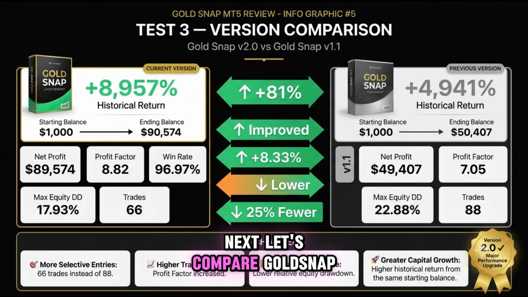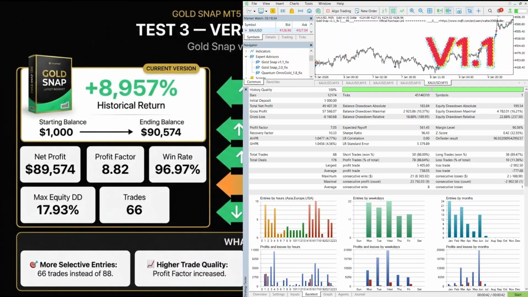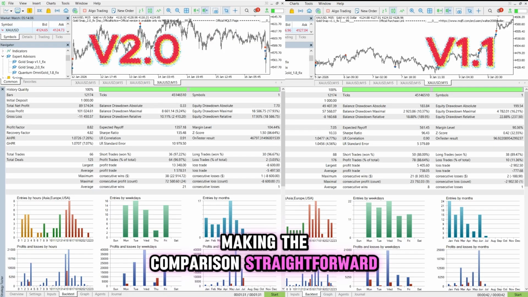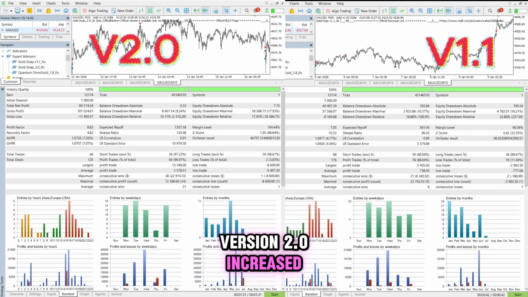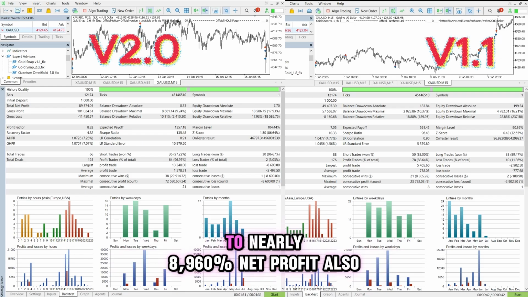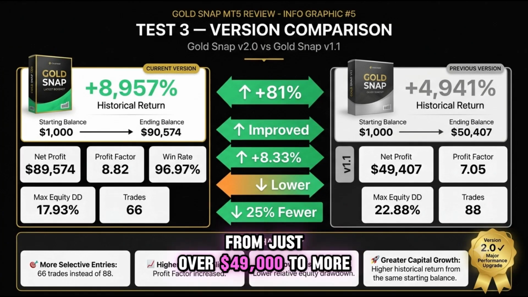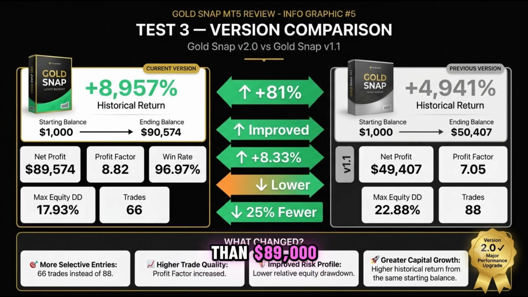Next, let's compare Gold Snap version 2.0 with the previous version 1.1 using the same 6-month testing period. Both tests started with a $1,000 account, making the comparison straightforward. Version 2.0 increased the historical return from approximately 4,900% to nearly 8,960%. Net profit also rose significantly, from just over $49,000 to more than $89,000.